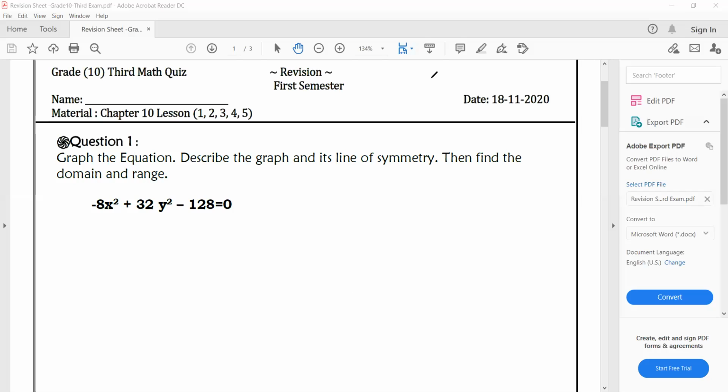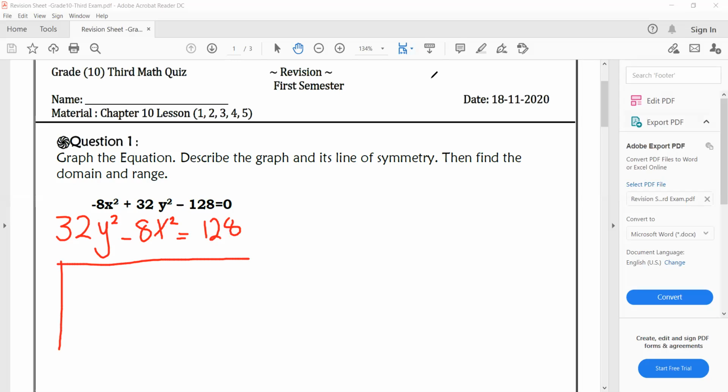So here now for this one, negative 8x squared plus 32y squared minus 128 equals 0. So let's now rewrite it as 32y squared minus 8x squared equal 128. This is now the first step. Then you have to plot a table and write the values of x and y.